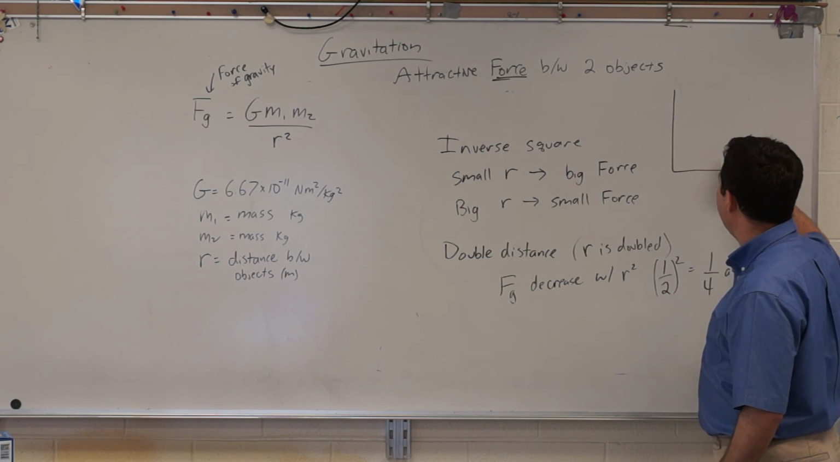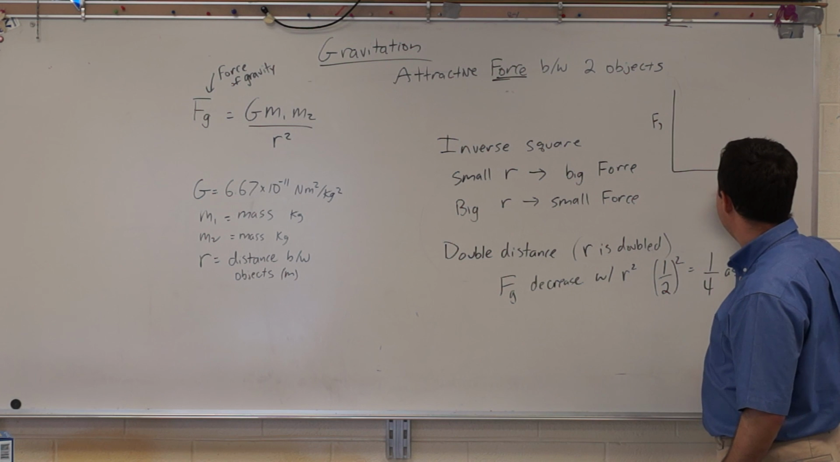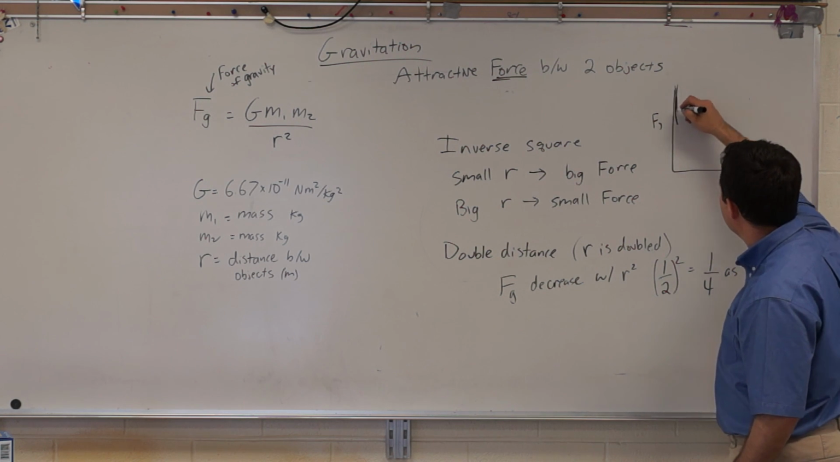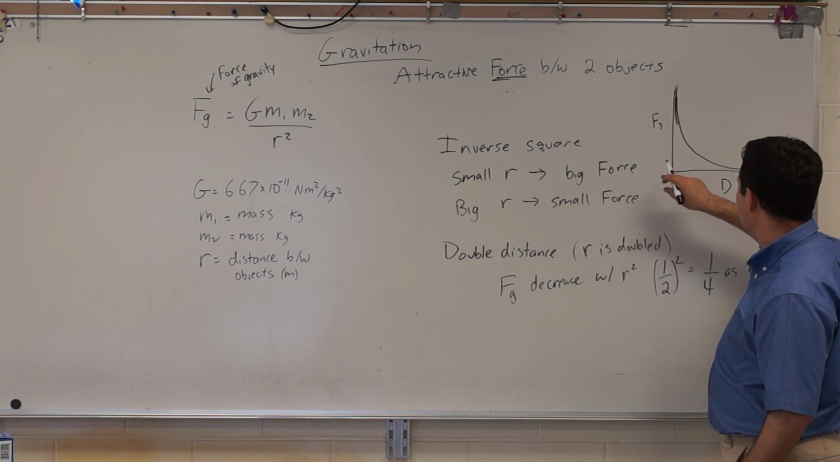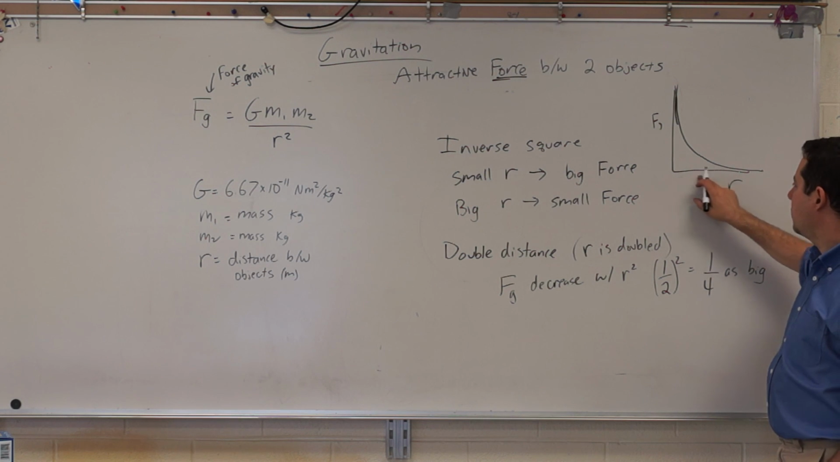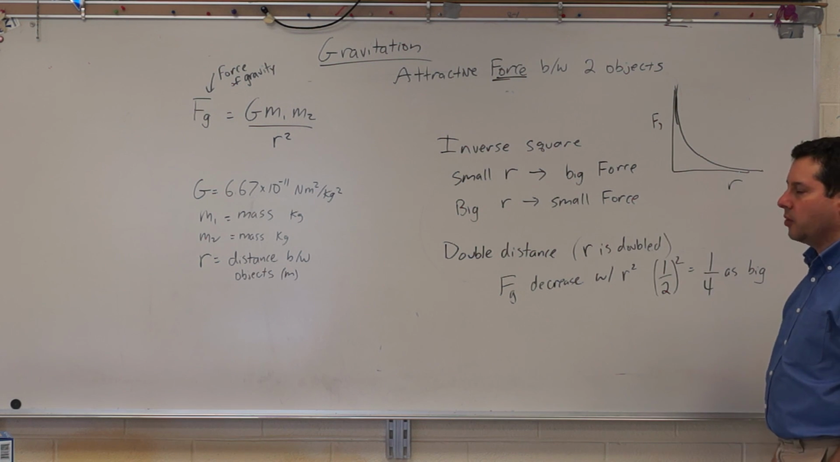And if you were to graph it in terms of force and distance, the graph would look something like this. The larger the distance, or the larger the r, either way, the smaller the force. The smaller the r, the larger the force becomes.